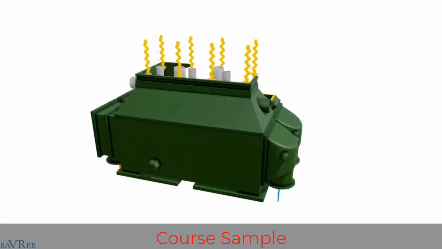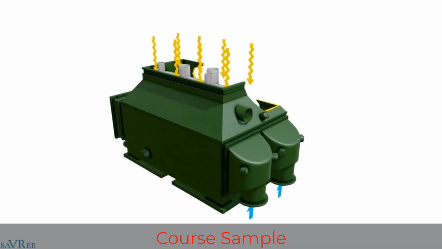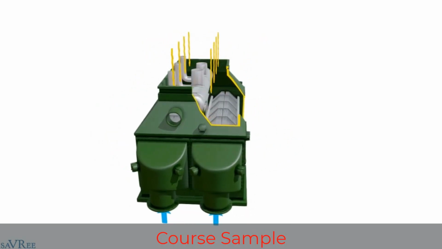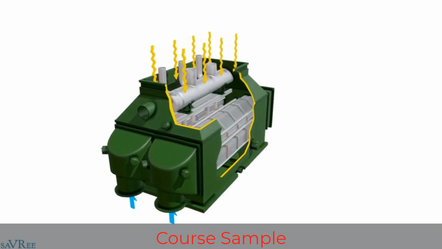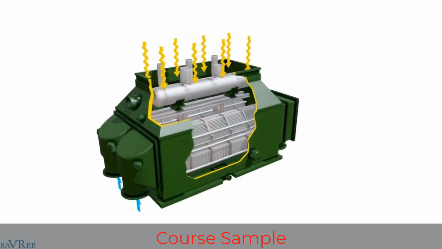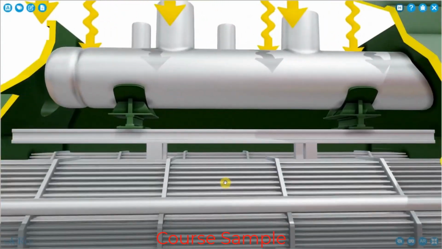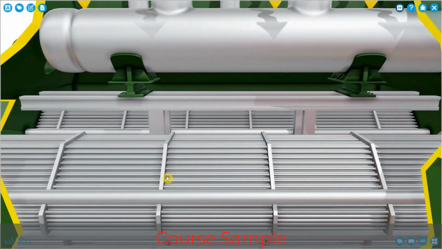The first is that the surface condenser provides a low back pressure at the turbine exhaust. This increases our overall plant efficiency and thus represents a cost saving. Once the steam goes into the condenser, it's going to pass across our tube bundle.